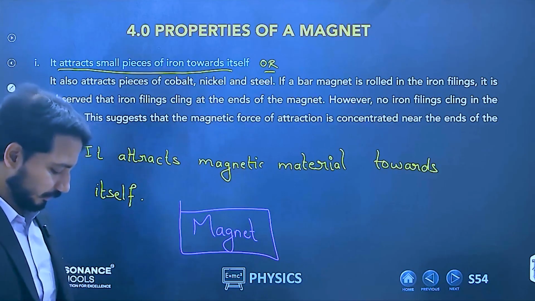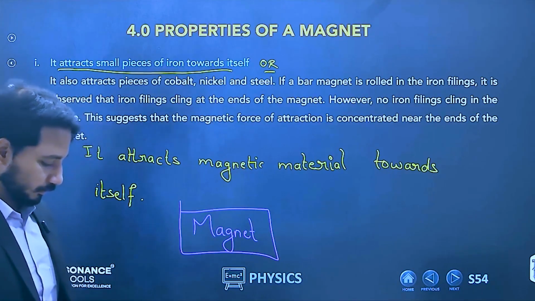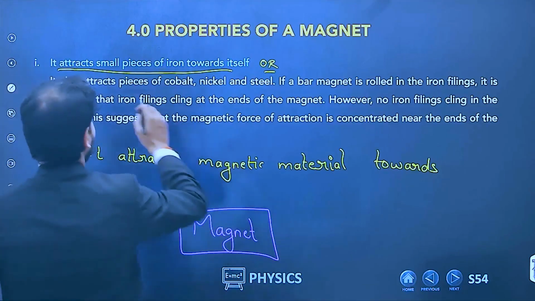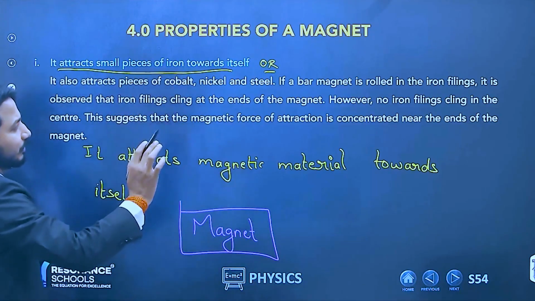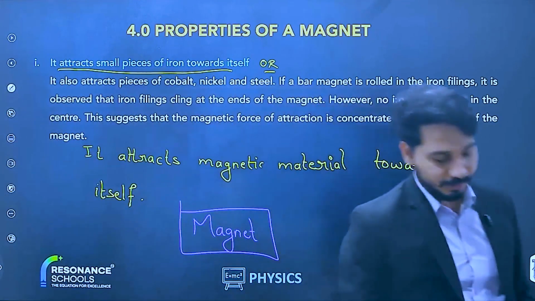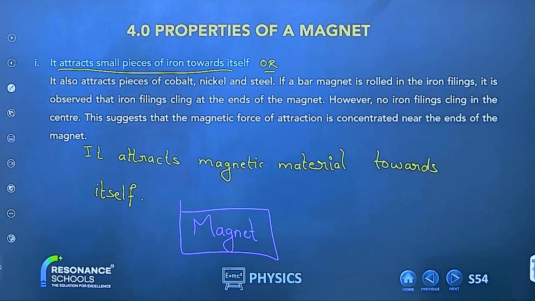Chetan, please write fast. Only two points you have to write here. This much time don't take. A magnet attracts small pieces of iron towards itself, or it attracts magnetic material towards itself. Right? Yeah, I'll use yellow only. Don't worry.